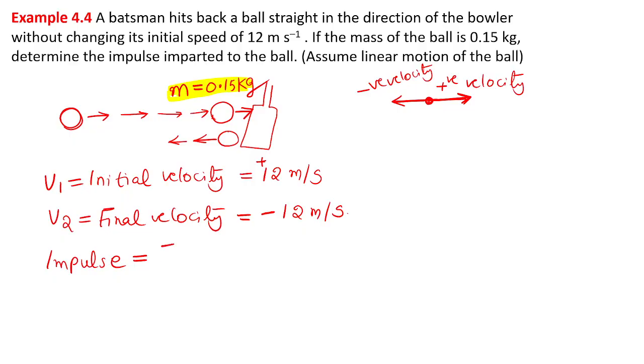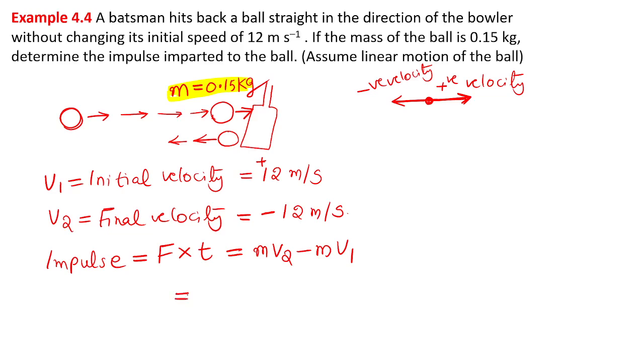One formula for impulse is F into T. This formula can be used only if F and T are available. We don't know how much force was exerted by the bat; there is some force, but it is not given in the question. Also the contact time, a few milliseconds, is not available. So F and T are not available. Don't worry, we have another formula: final momentum minus initial momentum. The impulse imparted by the bat, the effort taken by the bat, is mv2 minus mv1.